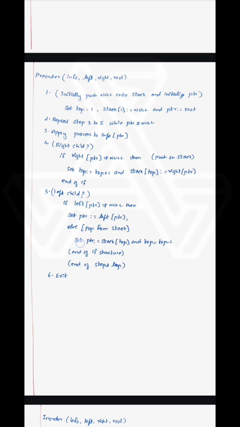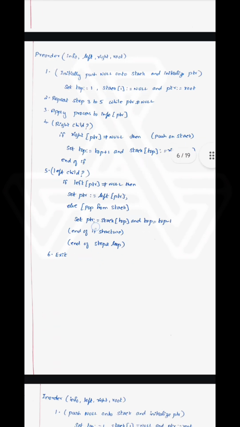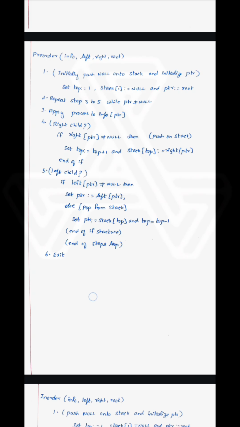Repeat step 3 to step 5 while PTR is not equal to null. Apply process to info of PTR. Right child is present: if right of PTR is not equal to null, then push on stack. Set top equals to top plus 1. Stack of top equals to the right of PTR, end of if. Then again, if a left child is present, this is the preorder traversal.